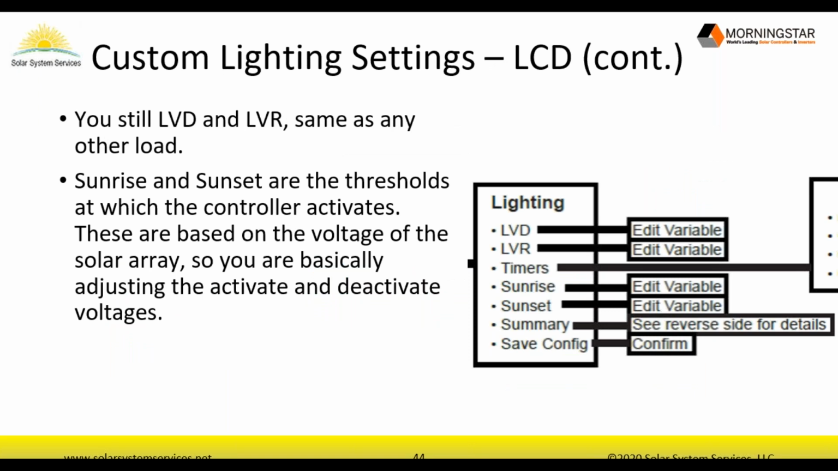Okay, so note you still have low voltage disconnect and reconnect. That still applies to the lighting control. That hasn't changed any, so you still have those variables in there. Now you've also got variables where you can adjust the threshold for the sunrise and sunset.